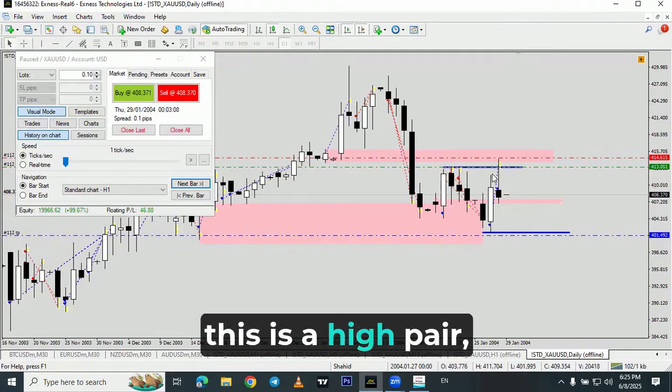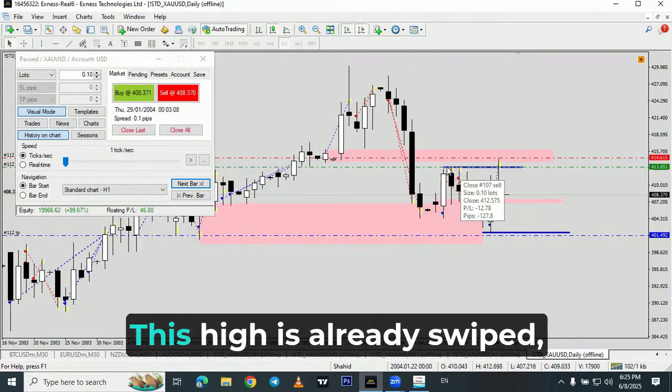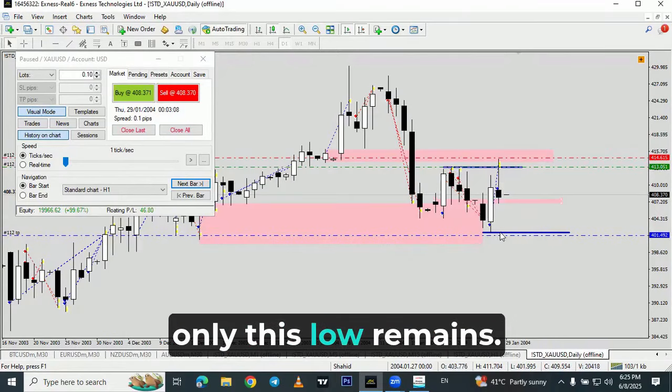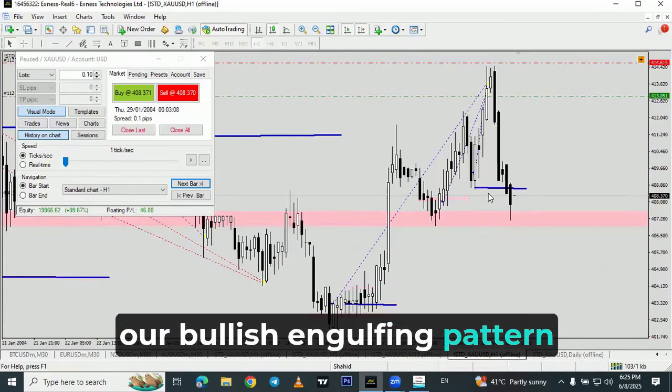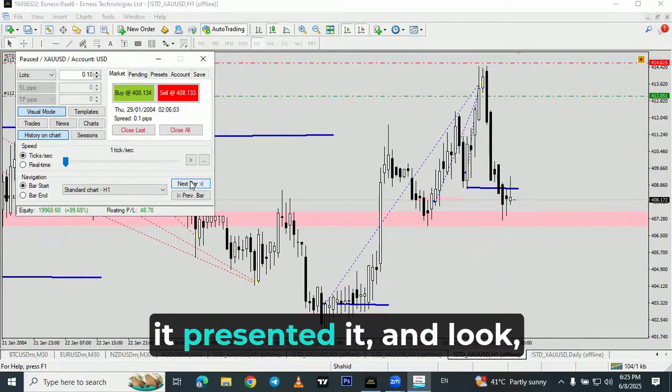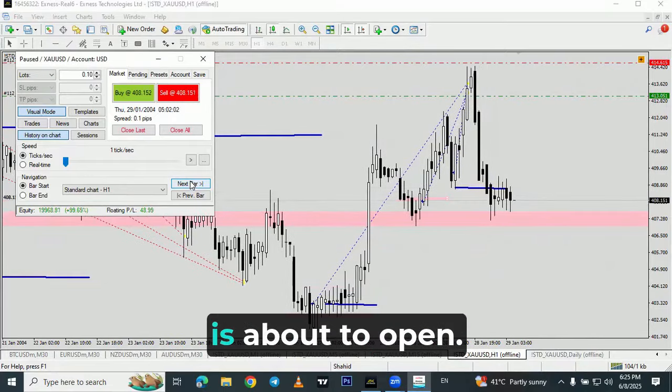Otherwise, see, this is a high pair. Market should come below it. This high is already swiped, only this low remains. We can trade this low in the market. If you see, our bullish engulfing pattern can also be polished. See, it presented it, and look, the London session is about to open.